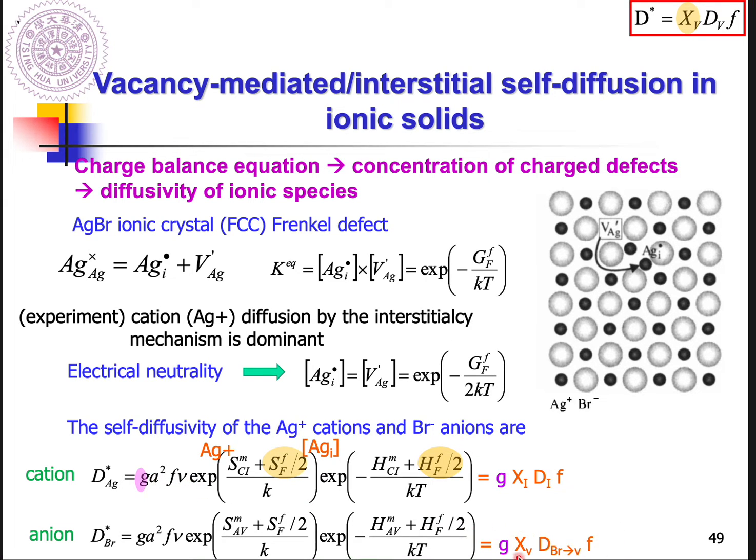Regarding this part, we can easily write down X_V, the vacancy fraction at the silver site. It is also the Frenkel defect formation energy divided by 2, separated into entropy and enthalpy terms. And the diffusivity of bromide would be this one, the migration energy of the bromide ion jumping into the vacancy at the silver site, a migration energy term. And the rest, as we mentioned, is because it is an ionic material and it's FCC.